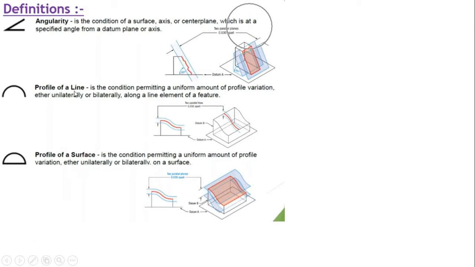Profile of a line: consider this is an open profile, now the closed one. If you consider a particular edge on a particular surface, and it is under tolerance with respect to that edge, we consider that the open profile. You can see open bilateral; we even have unilateral tolerance and bilateral tolerance, so we do need to refer to these two. And then closed profile we consider for the surfaces, the condition permitting uniformity along the surface, that's all.